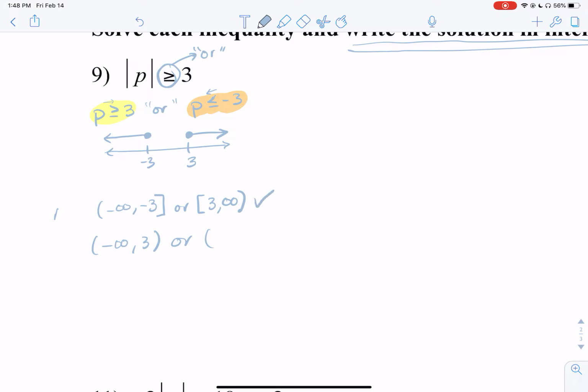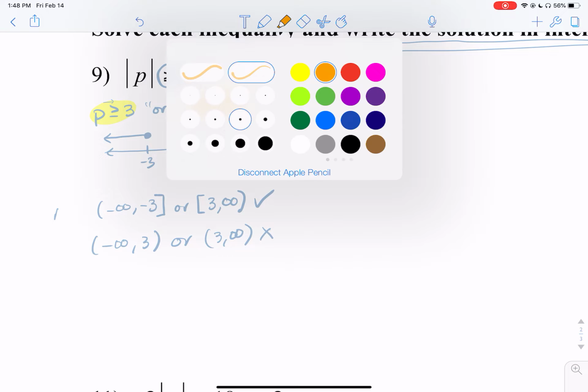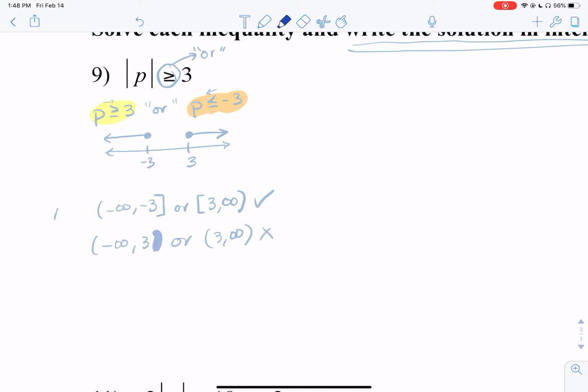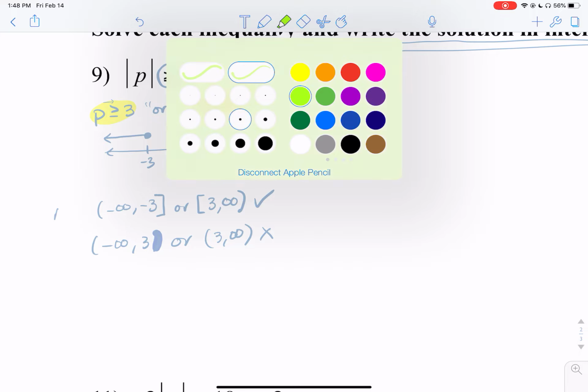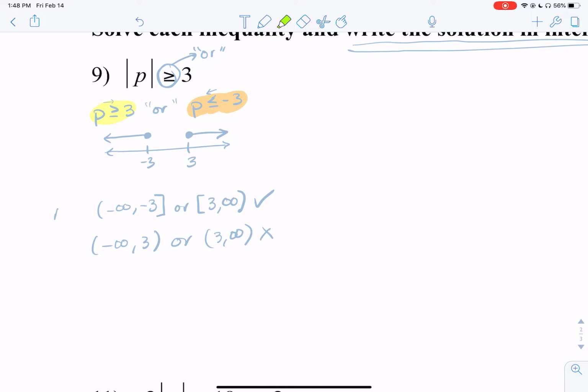So this one would be the right one. And this one would be incorrect because of the parentheses. It should be brackets because of the closed circles, okay?